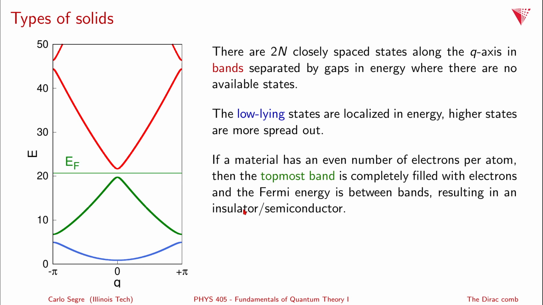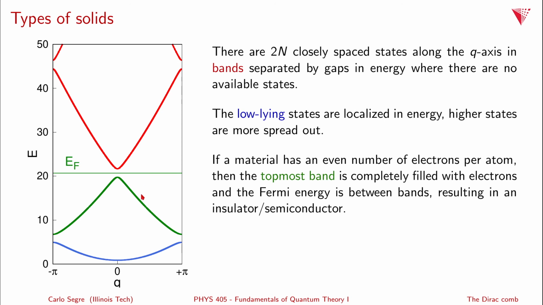If a real material, not of delta function, but a real solid like copper in a one-dimensional lattice, has an even number of electrons per atom, then the topmost band fills up because there are 2n states, and there are n atoms. You fill up all the states below the Fermi energy, and the Fermi energy lies in the middle of a gap. So at this point, you have no conduction. This is an insulator.